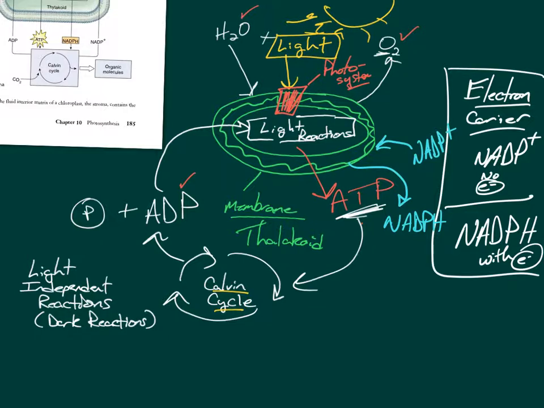Where's that high energy electron going to be needed? This is all in the plants, but in which of these two? Into the Calvin cycle. It needs to go in here. So we need all the energy we can get going into the Calvin cycle, because we want to take that molecule of sugar. That sugar's high energy. We need to put all that energy into sugar.